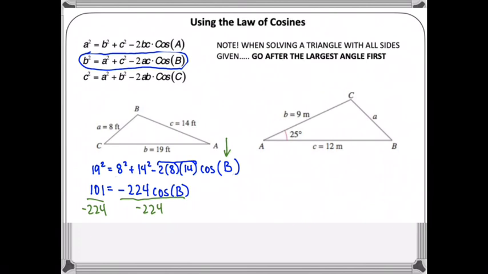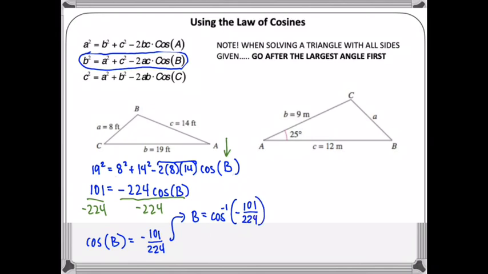And that's going to give me the cosine of B. Looks like I can't simplify that down, so this is going to give me negative 101 over 224. And then to solve for angle B, we're going to take the inverse cosine of both sides, so we have B equals the inverse cosine of negative 101 divided by 224, which is going to give us approximately 116 point, let's see, and so we're just going to call that 80 degrees.